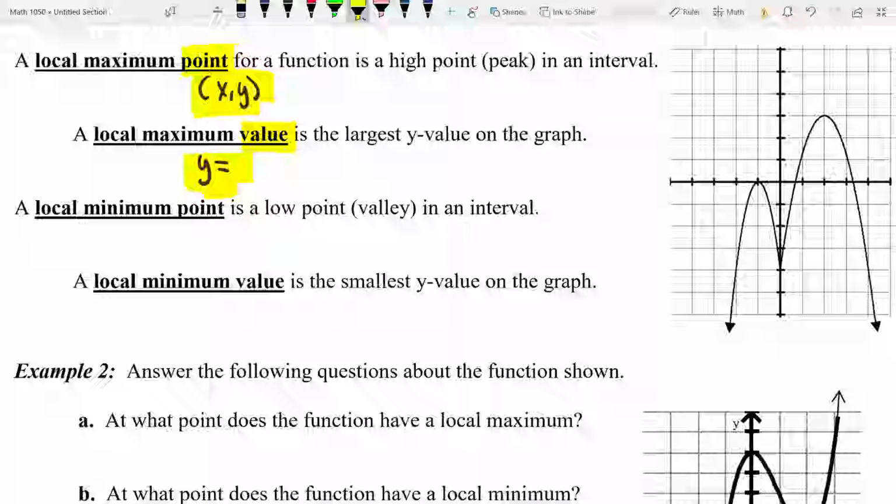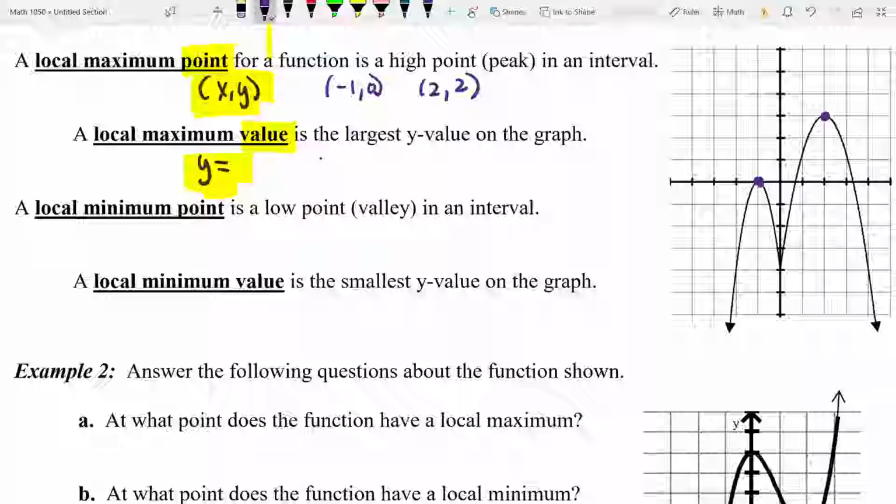Okay, so local maximum point, it's not the ultimate maximum. It's just a peak is all it is. So right here is a peak, and right here is also a peak. So the ordered pair is the point. The first peak is -1, 0, and the second peak is 2, 2.